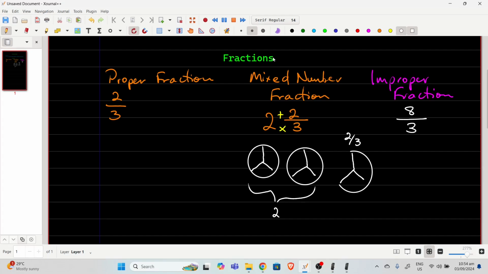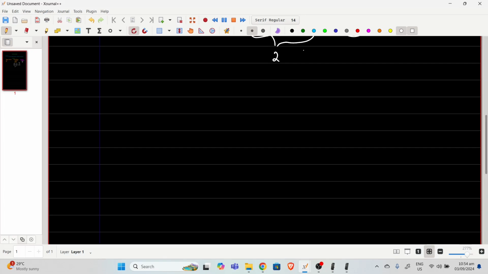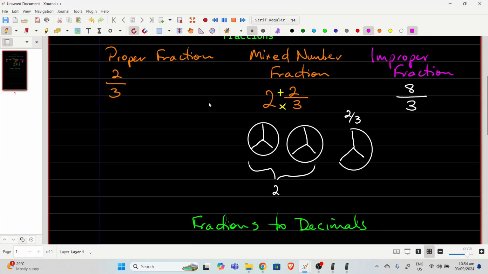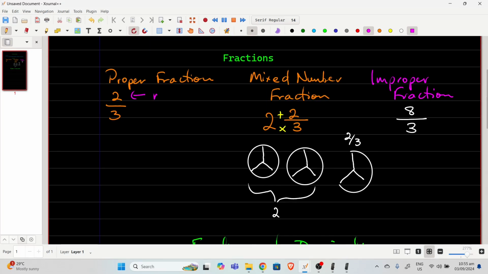All right, now that we have that out of the way, let's talk about converting fractions into decimals. So we're looking at fractions to decimals. To convert a fraction to a decimal, all you really need to do is divide your numerator by your denominator. Let me just make sure you know what a numerator and denominator is. The one on the top is the numerator, and the one on the bottom is called the denominator.